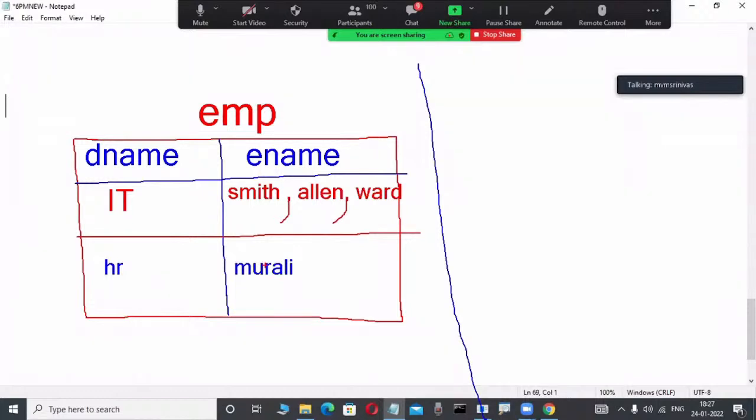Data in each column should be atomic. That is a rule. There are no multiple values separated with commas. For example, here is the problem: Smith, Allen, Ward, represented in the format of commas. It won't work. This cell is not working. Why? Because data is represented in each cell, so only a single value is allowed. There is such a rule in relational data model products.